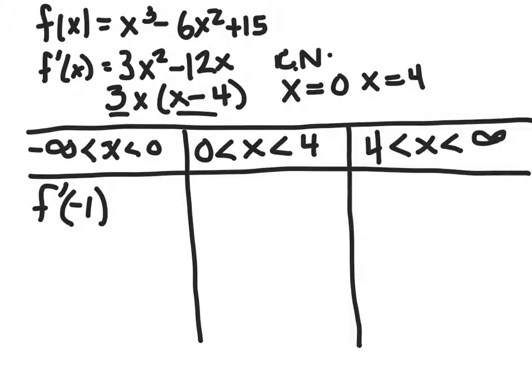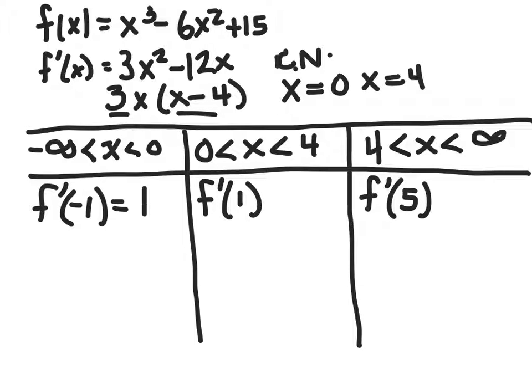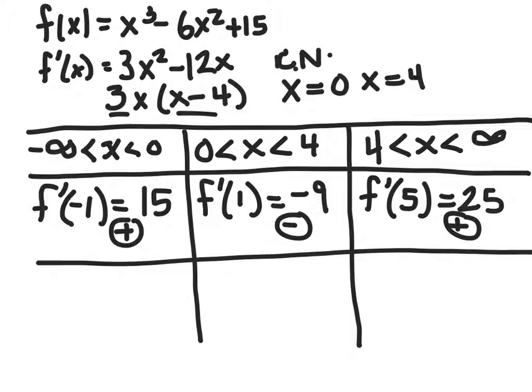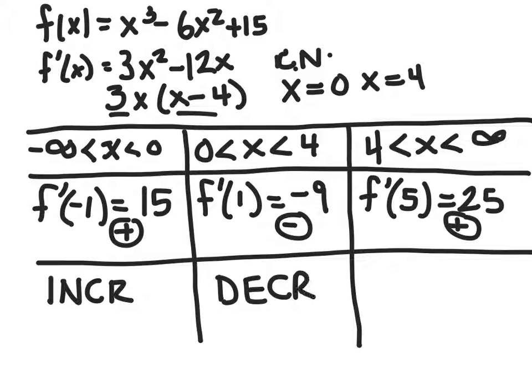So I'm picking a number that's between negative infinity and 0. So here I'm putting in -1, and I'm going to test it in the derivative. Now I'm picking a number between 0 and 4. I'm going to pick 1, and I'm going to test the derivative over here with a number in between 4 and infinity, which I'm going to choose 5. So when I plug these into my derivative, I get the answers of 15, -9, and 25. So this is a positive answer, a negative answer, a positive answer. This means that our graph is increasing in this interval, decreasing in this interval, and then increasing again.